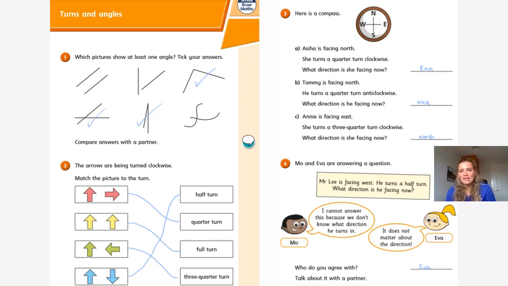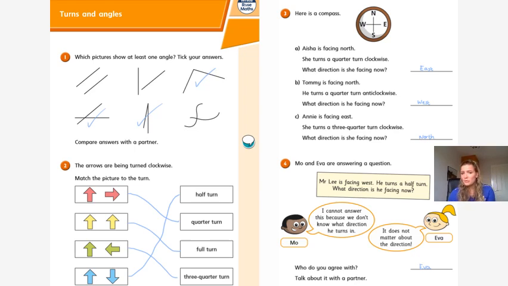Okay, number 4, Mo and Eva are answering a question. Mr. Lee is facing west, so use the compass again. He turns half a turn. What direction is he facing now? Mo says, I cannot answer this because we don't know what direction he turns in. Whereas Eva says, it does not matter about the direction. Who do you agree with?